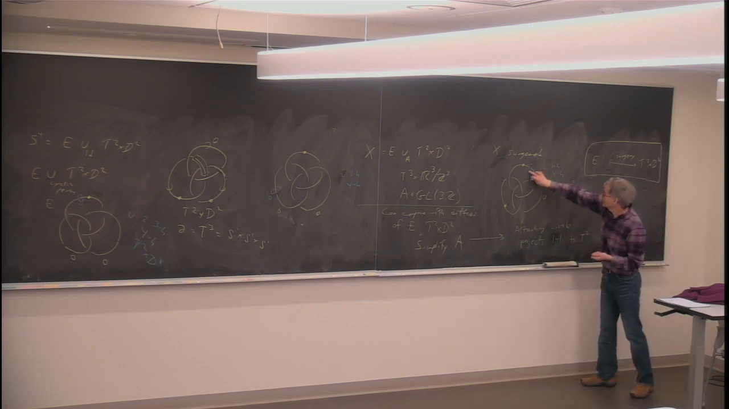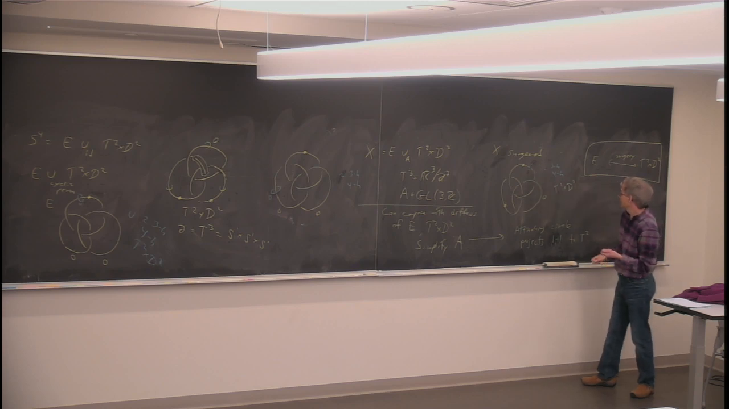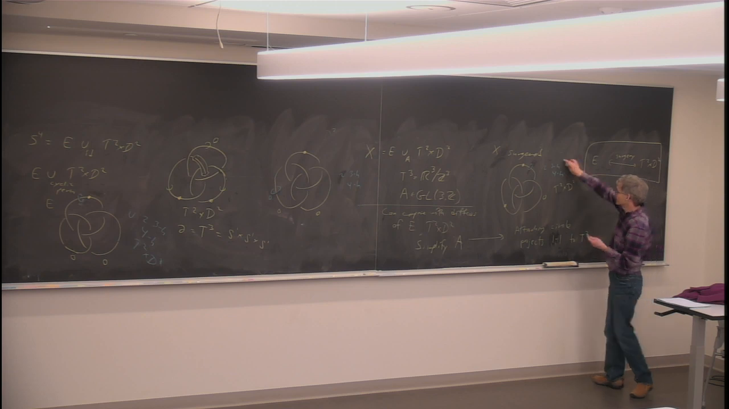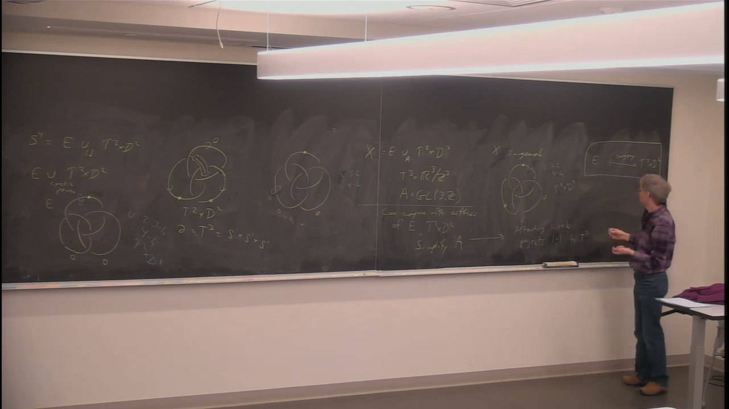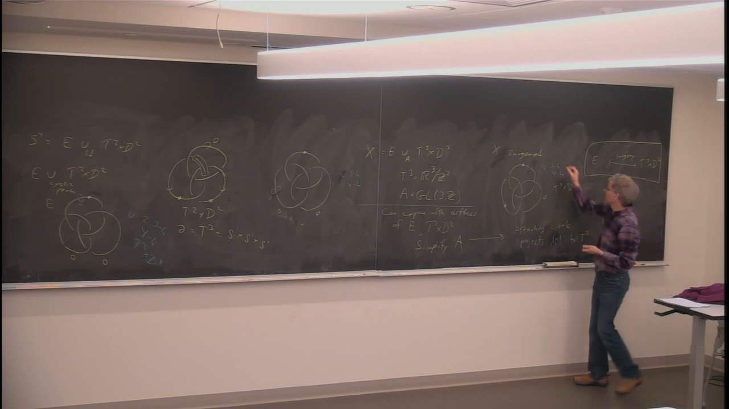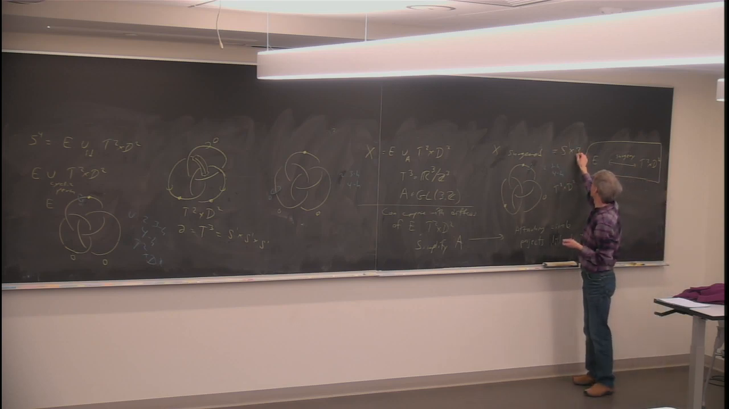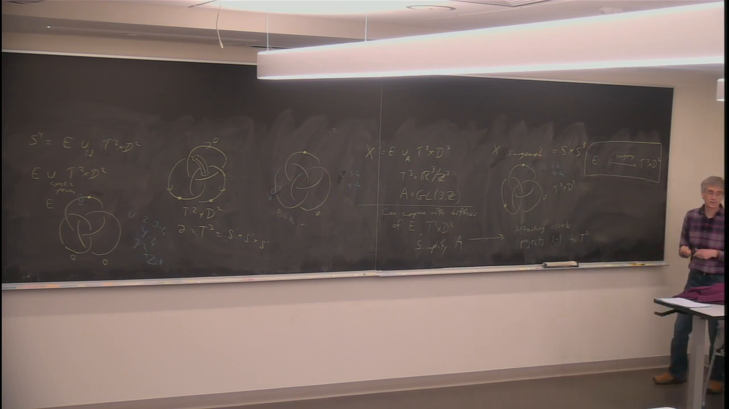So now this handle pair cancels, and one of the three handles cancels this, so we're just left with 0, 1, 3, 4 handles. So we've got X surgery, but that's S1 cross S3. So we have a very simple answer for what that surgery manifold is.